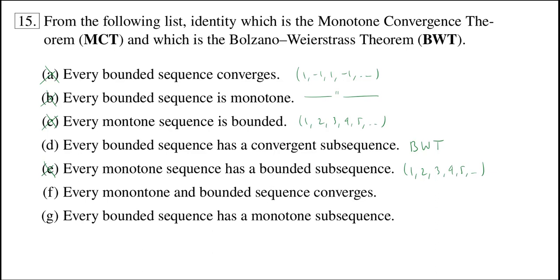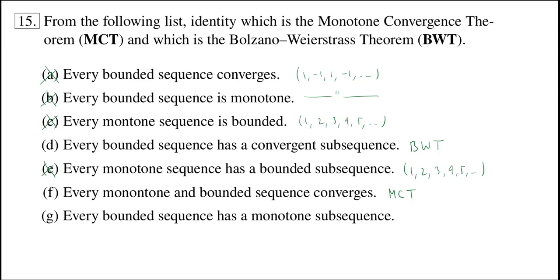F, every monotone and bounded sequence converges. Once you combine both monotone and bounded, that actually tells you of convergence. That is the monotone convergence theorem. Okay, so D and F are the solutions. D for the Bolzano-Weierstrass, F for the monotone convergence theorem. And let's just take a quick peek at G.